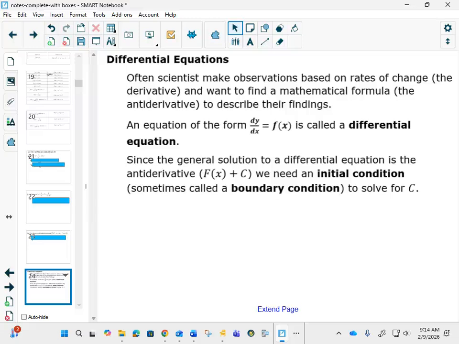And since when you find an antiderivative, we always have this plus c, sometimes we're going to use what's called an initial condition or a boundary condition to figure out what that c value is. So here's some examples.